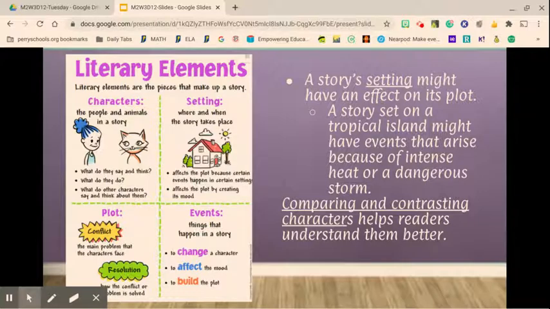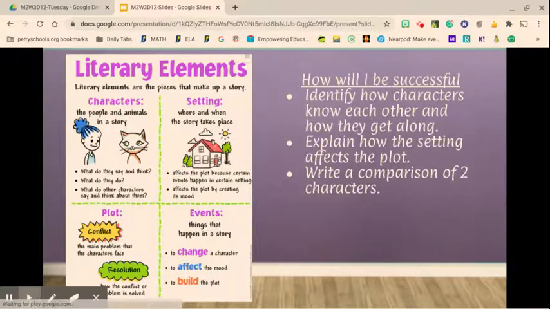We're going to be looking at comparing and contrasting characters, and that means that we're going to look at how they are alike and how they are different, and this is going to help us to better understand them. So we are going to be successful when we can identify how characters know each other and how they get along. We will explain how the setting affects the plot, and then write a comparison of the two characters.